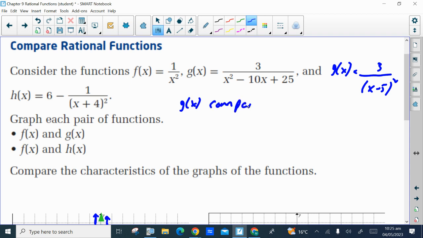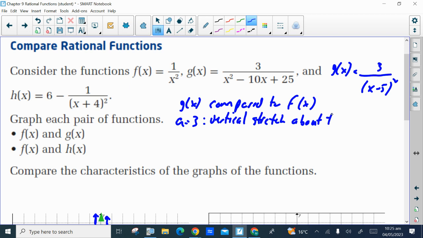compared to f at x, you're going to have an a value of 3, because the numerator went from 1 to 3, which means you're going to have a vertical stretch, always about the x-axis, by a factor of 3.